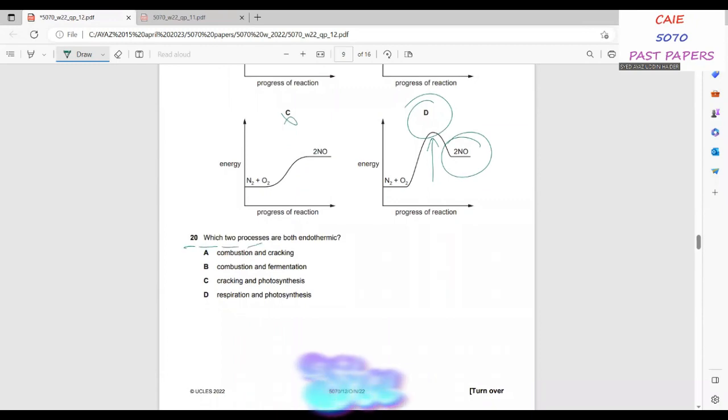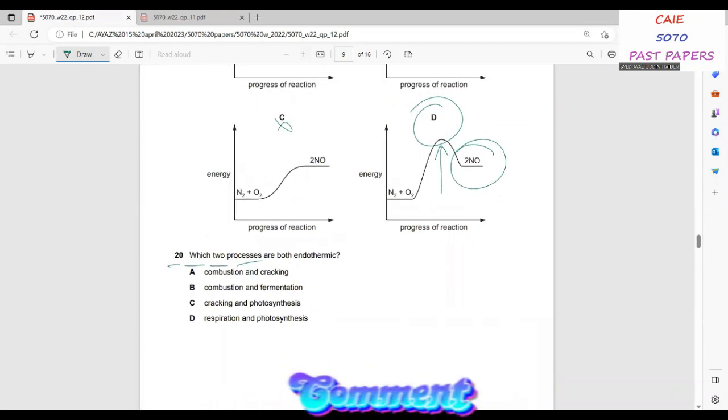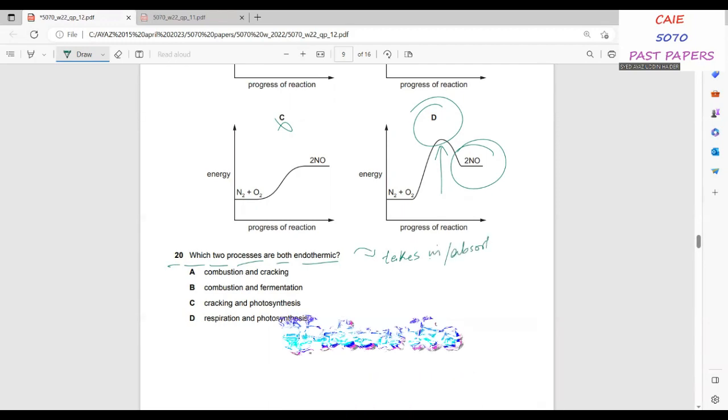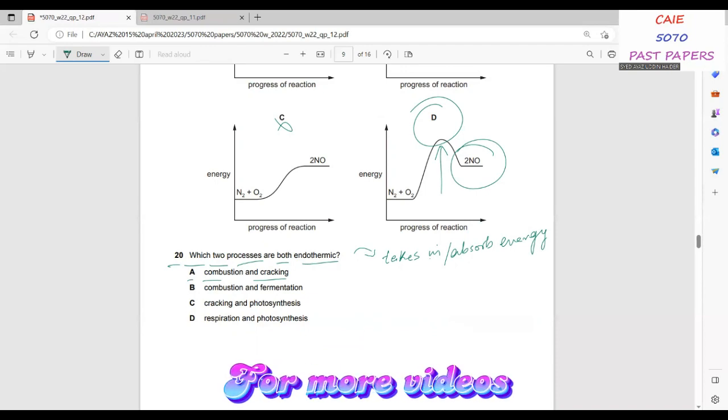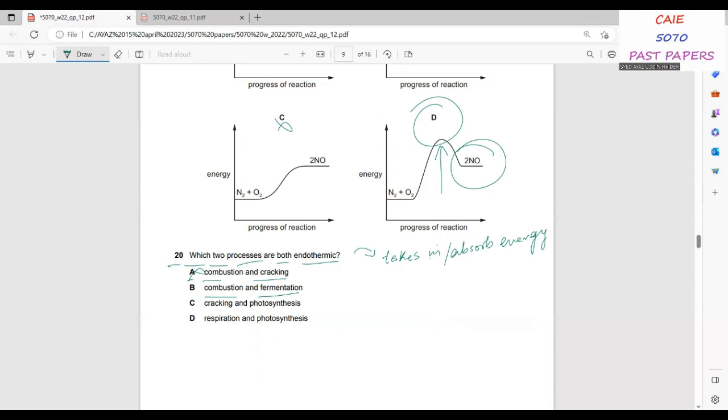Number 20, which two processes are both endothermic? Endothermic processes take in or absorb energy. So A, combustion and cracking. Combustion is not endothermic, it's exothermic. So this is wrong. B, combustion and fermentation. Again, you have combustion, it's exothermic.